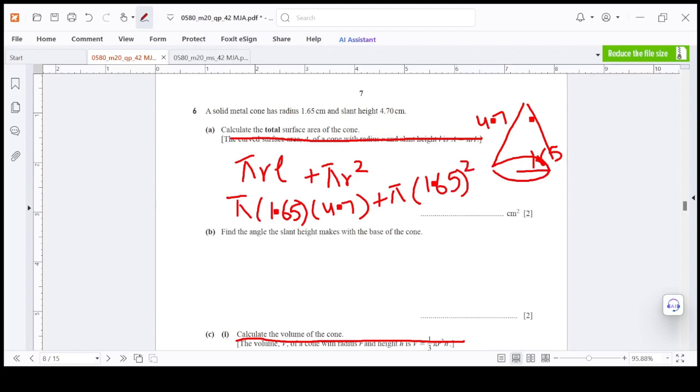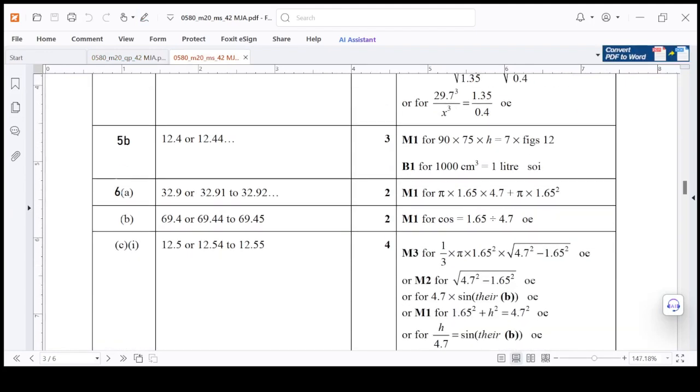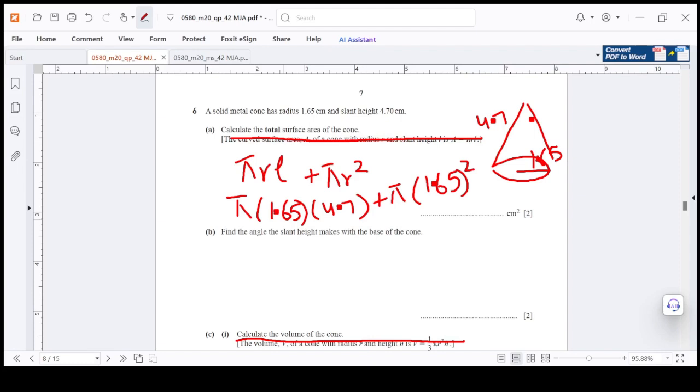Pi times 1.65 squared times 4.7 plus pi times 1.65 squared. Okay, I'm getting 48.75 something. Let's check. Not right. Where did I blunder? Pi r squared, pi r l. Did I square it? Yeah, I squared it wrong in the calculator.